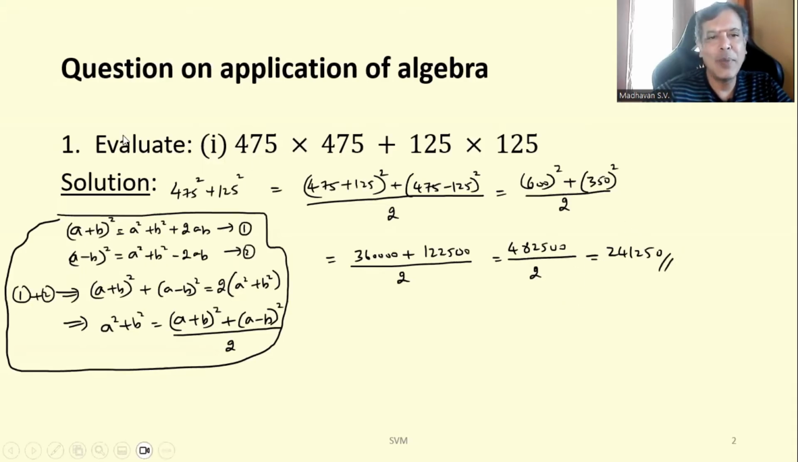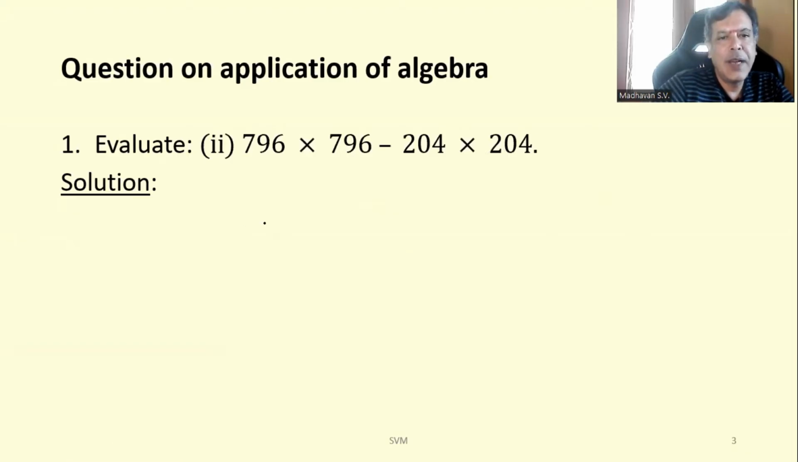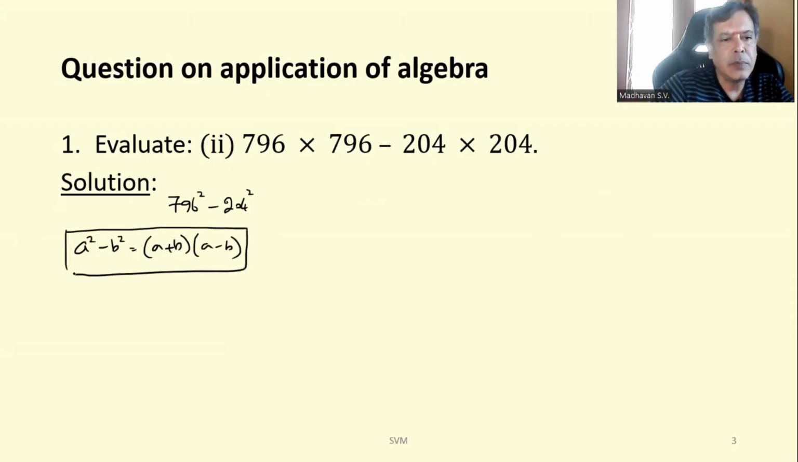Let us move on to the second part of this question. 796 into 796 minus 204 into 204. We can rewrite it as 796 square minus 204 square. We have a square minus b square is a plus b into a minus b. So based on that, we can rewrite this as 796 plus 204 multiplied by 796 minus 204.